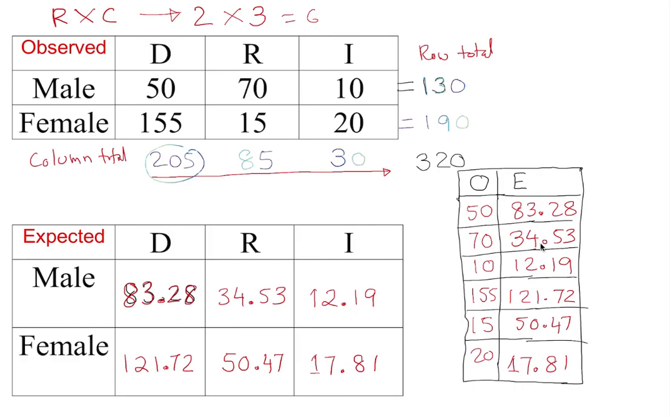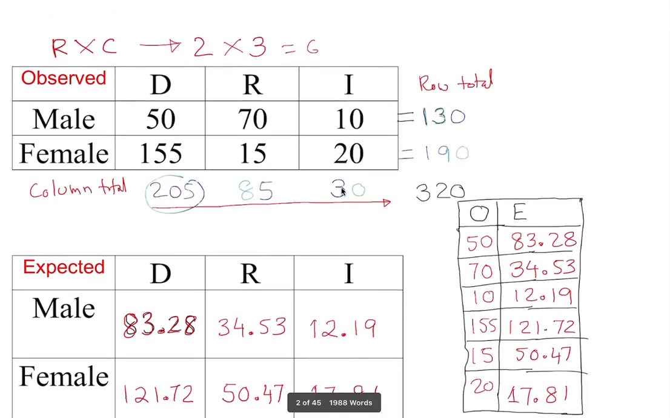So I hope we understand how to read the contingency table, what is a row versus a column, what are cells, what is the grand total, what is the sample size, and how to find the expected values out of this and then list them in columns of observed and expected. Okay, so I hope you understand. Thank you.